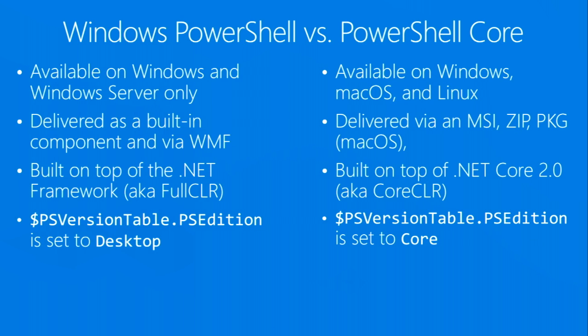And as a result of that, we've come out with this separate PowerShell edition, the PowerShell Core edition. If you look at PSVersionTable, you can see that on Windows PowerShell we've got the Desktop edition and then the Core edition. So if you're scripting against the two and you need a piece of functionality to operate differently on Windows PowerShell versus PowerShell Core, you can check against this PSEdition property in order to do that.